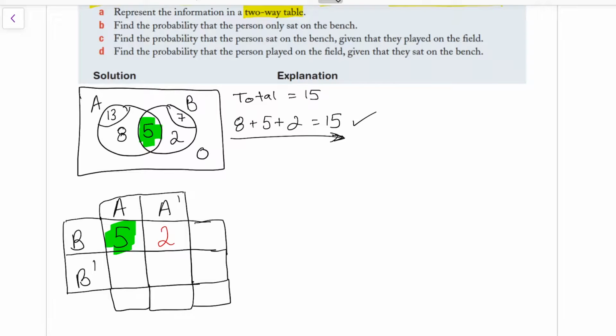Well, that was 2. How many only played in A? Well, that was 8. And this is where your totals, the total for A, which includes the intersection, the total for B is 7. There was 0 players that sat who didn't play or sat out, and then there were 2 there. So I'm just totaling up, and that gets me my total of the 15.